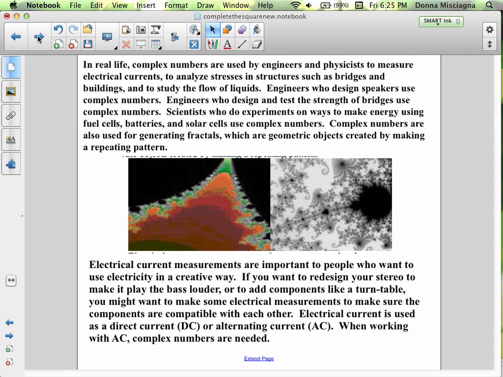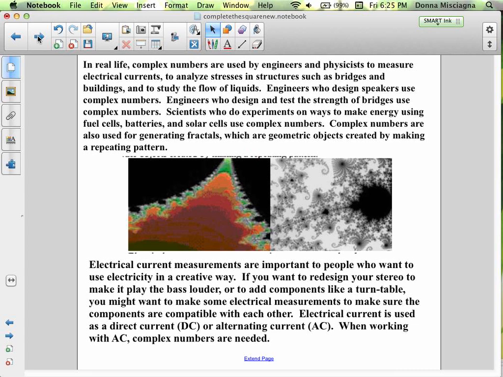Complex numbers are also used for generating fractals, which are geometric objects created by making a repeating pattern. No matter how hard you look, you just keep seeing the same pattern over and over again. You see a pattern, you look a little closer, and the pattern is made up of the same pattern. And you look a little closer, and the pattern that made up the pattern is made up of the same pattern. So just on and on.